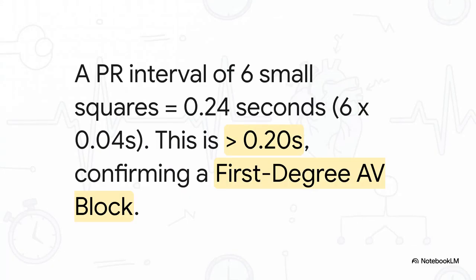Let's make it super practical. Say you measure the PR interval and it's 6 of those little squares long. You just do the math. 6 times 0.04 seconds equals 0.24 seconds. And since that's longer than our 0.20 second speed limit, yep, that confirms a first-degree AV block.